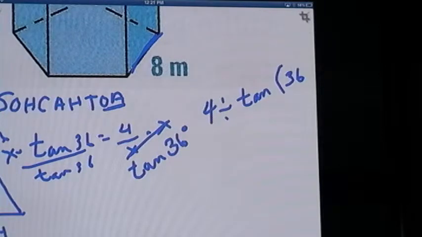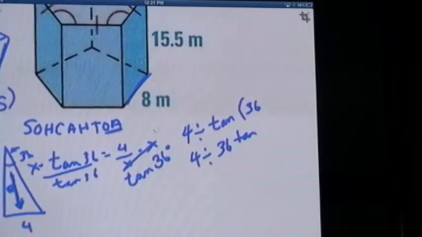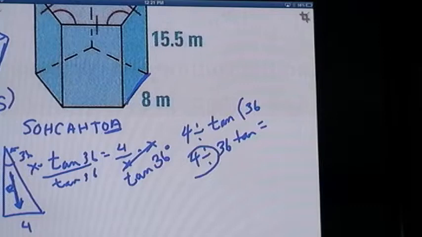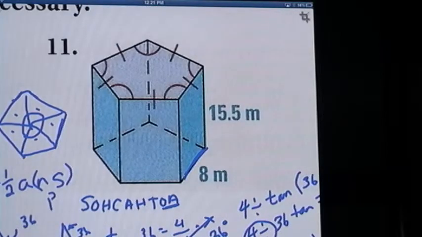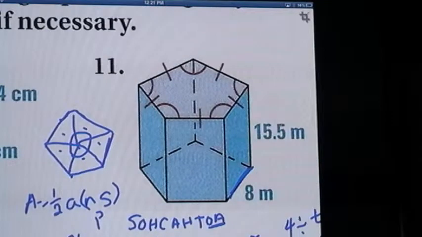If you're using one that gives you the tangent after you put the number in, you'll put in 4 divided by 36 tangent. Now when you press tangent, you'll get whatever 36 tangent is. You'll have to press equals to get it to do this division here. Okay, so 4 divided by tangent 36 is 5.50, except it's got a 5 after it, so it's going to be 5.51. All right, so now we know that the apothem is 5.51, I think I'll draw it down here. Okay, it's 5.51.